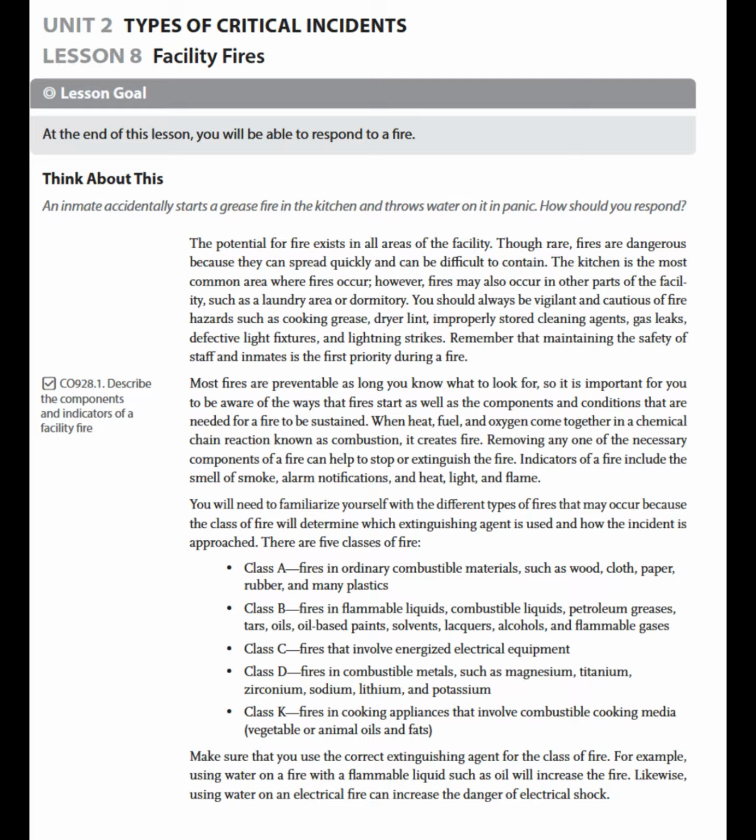Unit 2, Types of Critical Incidents. Lesson 8, Facility Fires. Lesson goal. At the end of this lesson, you will be able to respond to a fire.